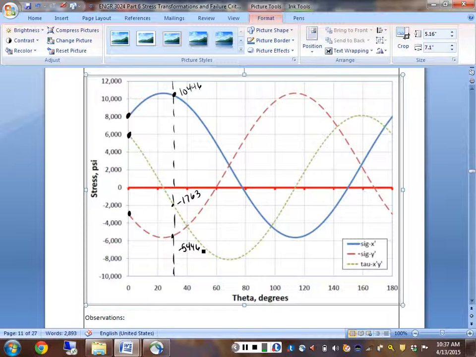This is how you account for the fact that at some arbitrary analysis point, you might have sigmas and taus in your answer. You look for which rotation angle is the maximum. Those are principal stresses.